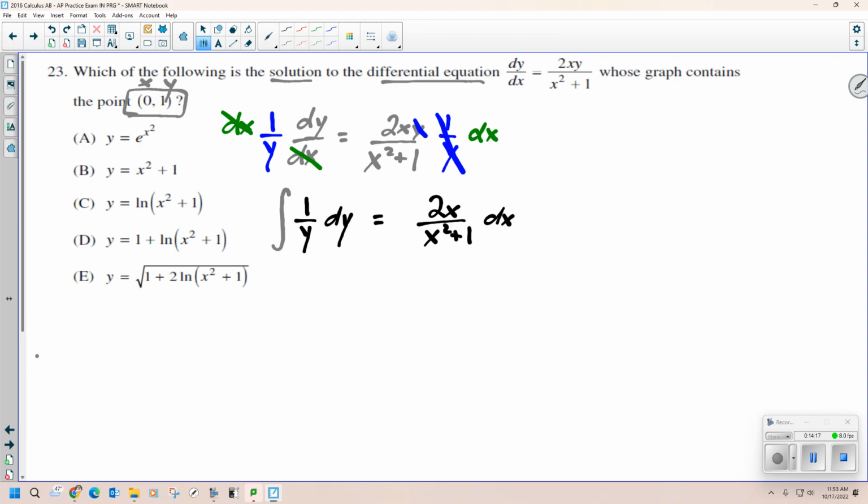Okay? The integration for the left side is easy. It's a rule. The ln of y plus c. No bounds. I need to have a plus c. Equals.